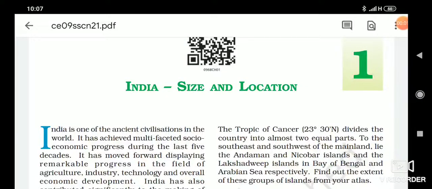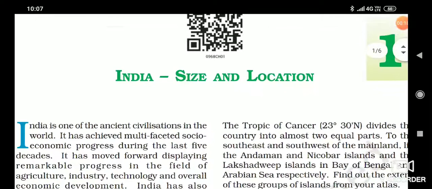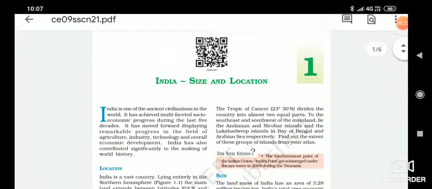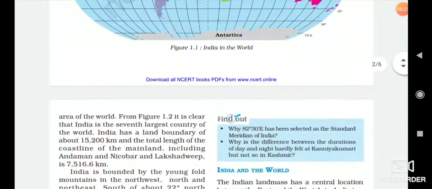Hello, dear students. So let's take your very first chapter of geography, India: Size and Location. This chapter is very important because technically lots of terms will come in this chapter. And of course, as the chapter name itself says, we are going to study about India's size and location especially. Okay, so let's continue.